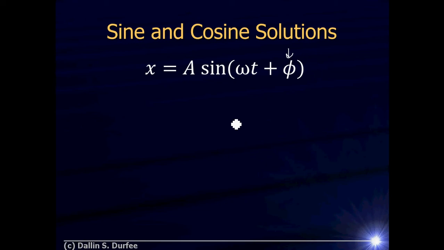So if I plug this into my equation and I find that this only works if phi is equal to 90 degrees, then I say, oh, the sine solution doesn't work, but the cosine does, right? Does that make sense? So I'm trying to be general here. Let's plug it in and see what happens.